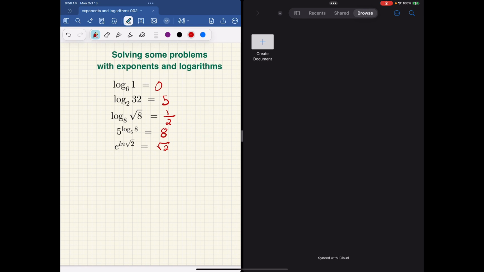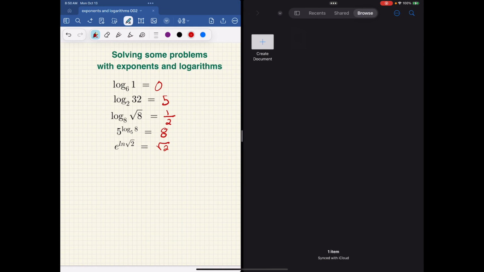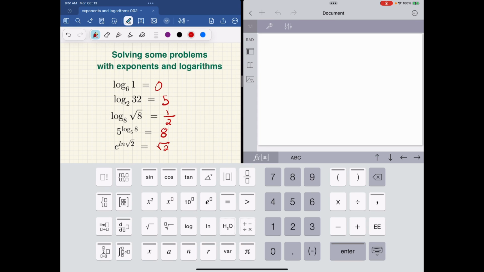Now we're going to check those answers in our TI-Nspire CAS app. So we're going to create a document and add a calculator to that document. And we'll check out these 5 answers. First, what is the log base 6 of 1? And we find that we're correct that that's 0.